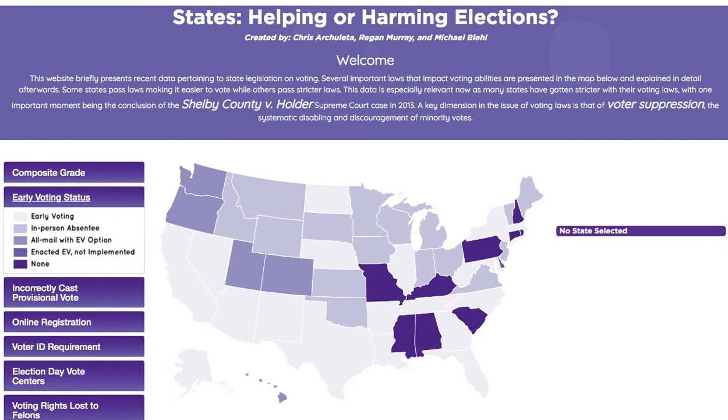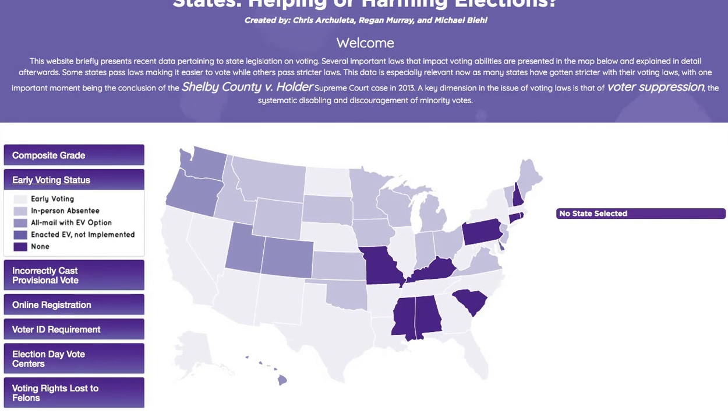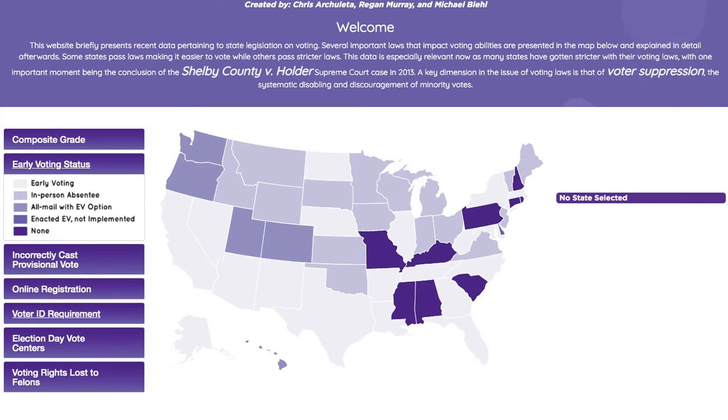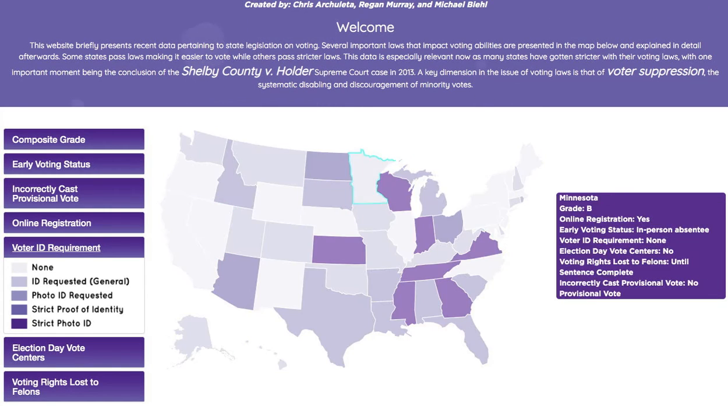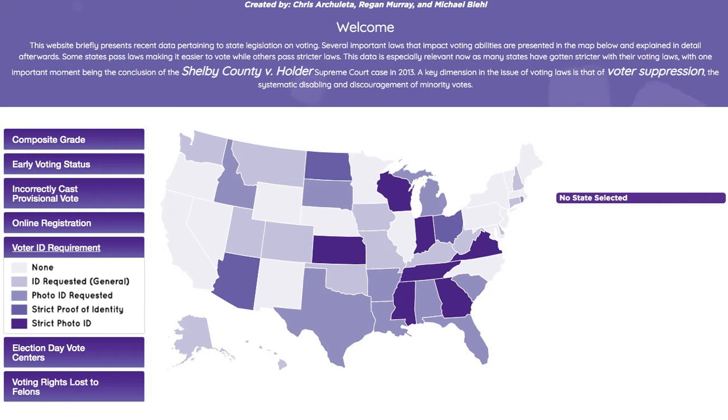Now that I know that, I might want to learn more of the specifics of, say, early voting status. I can see that Wisconsin has in-person absentee early voting, which is not so bad, so maybe I should take a look instead at the voter ID requirement. I can see here that Wisconsin has the strictest requirement, showing up dark purple, and from this legend, we can see that Wisconsin has strict photo ID laws. So using this information, I now know that's maybe a reason why Wisconsin has a C.